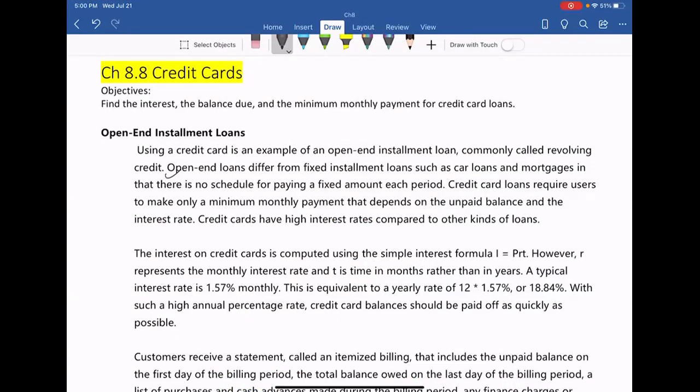Credit card loans require users to make only a minimum monthly payment that depends on the unpaid balance and the interest rate. Credit cards have high interest rates compared to other kinds of loans. The interest on credit cards is computed using a simple interest formula, I equals PRT. However, R represents the monthly interest rate, and the T is time in months rather than in years.